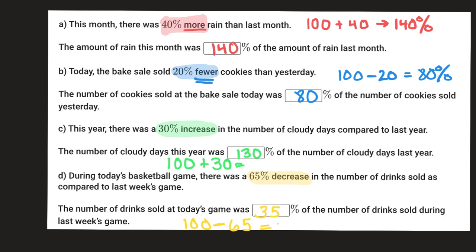So if we are increasing, we add to the 100%. If we are decreasing, we subtract from the 100%. It's that simple.